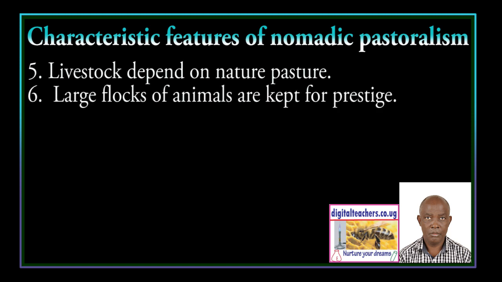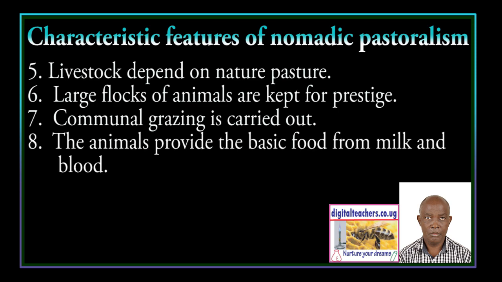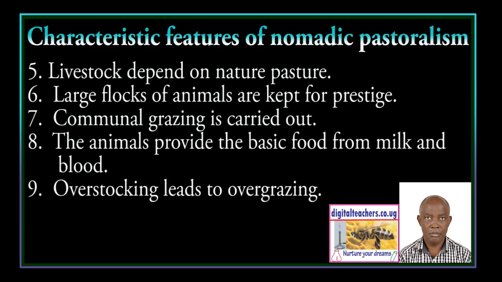Large flocks of animals are kept for prestige. Communal grazing is carried out. The animals provide basic food from milk and blood. Overstocking leads to overgrazing.